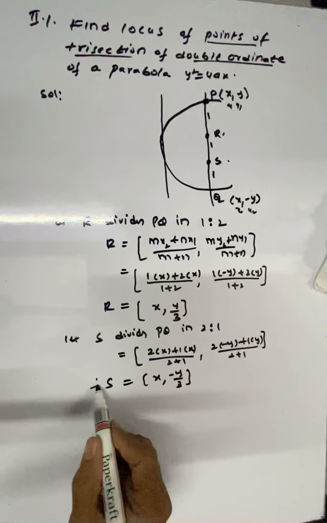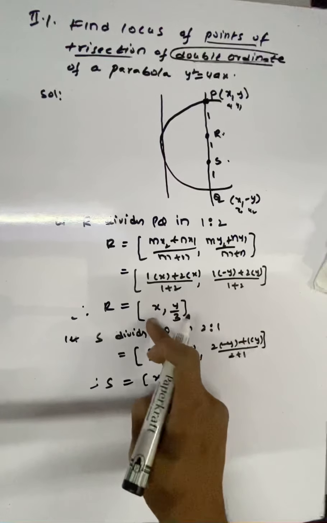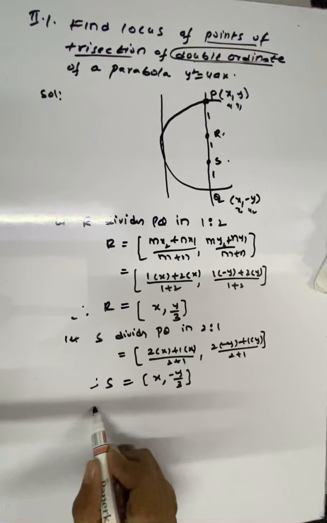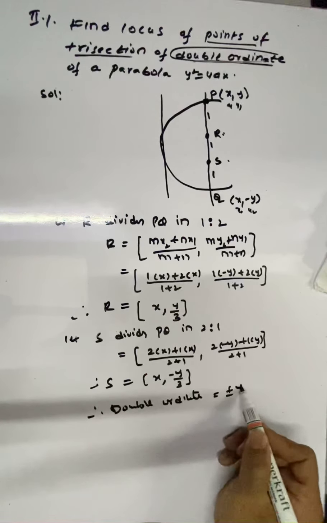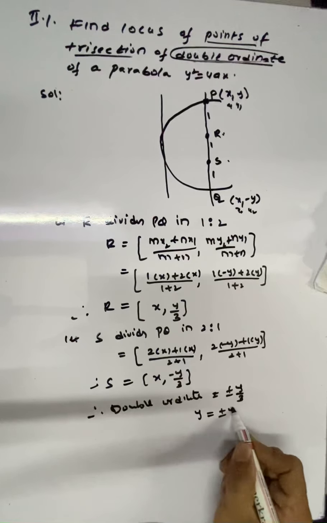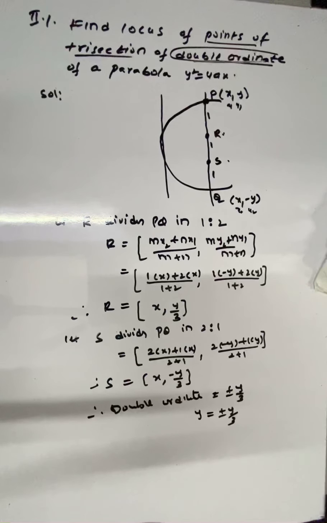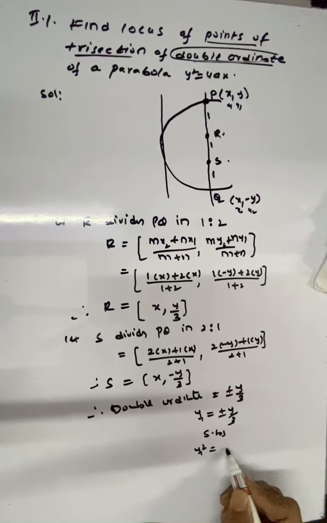Here is S. Double ordinate means, here they have mentioned double ordinate, this is abscissa, this is ordinate. Therefore the double ordinate equals plus or minus y by 3. Double ordinate means the y value is plus or minus y by 3. Now they have asked us to find the locus. If we square this, after squaring both sides, suppose this is y1, y1 square equals y square by 9.